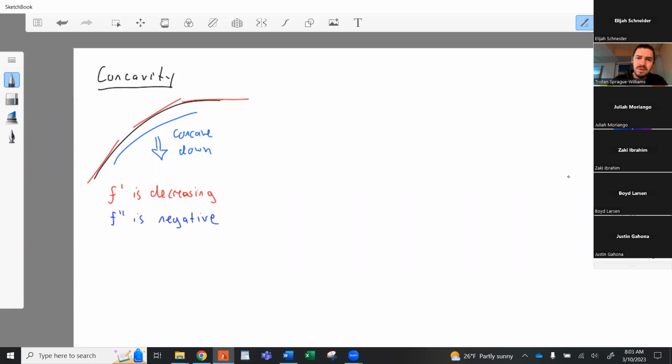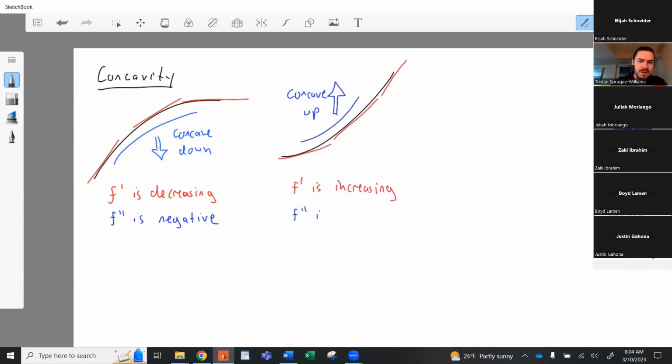And if you flip that curve upside down and say curving up, the concavity points upwards. We call this concave up. In this image, the derivative would be increasing. And so the second derivative is positive.